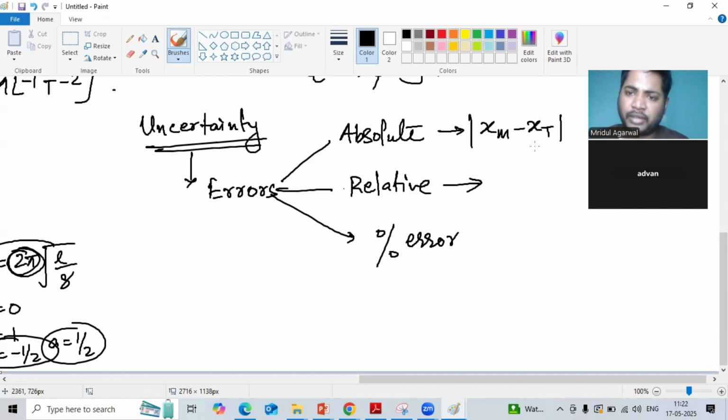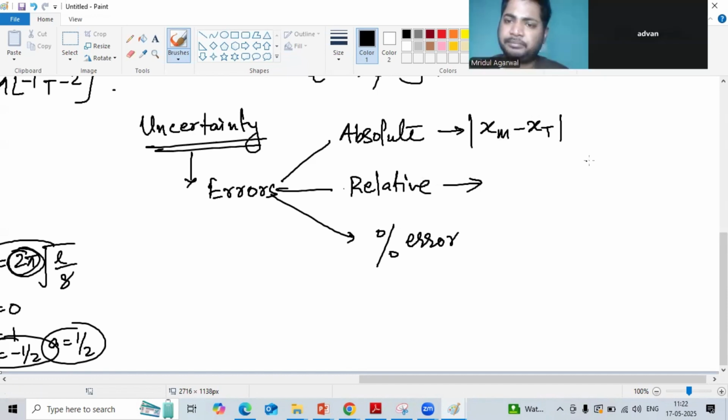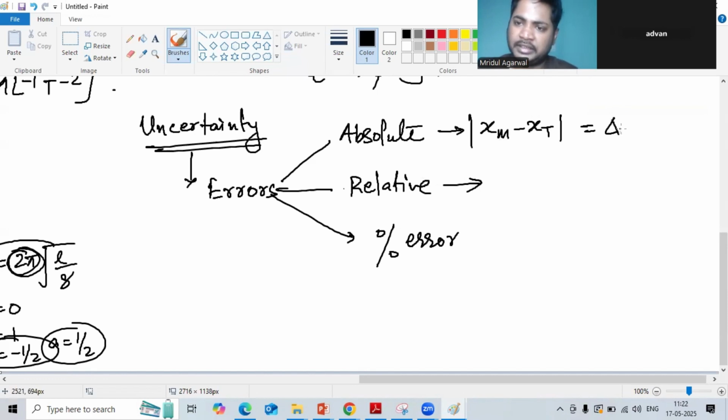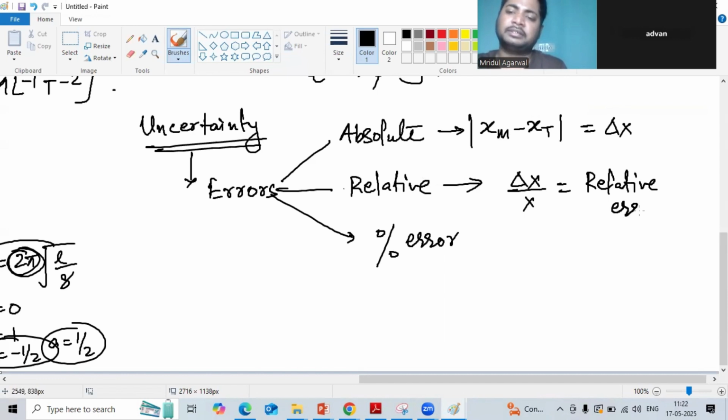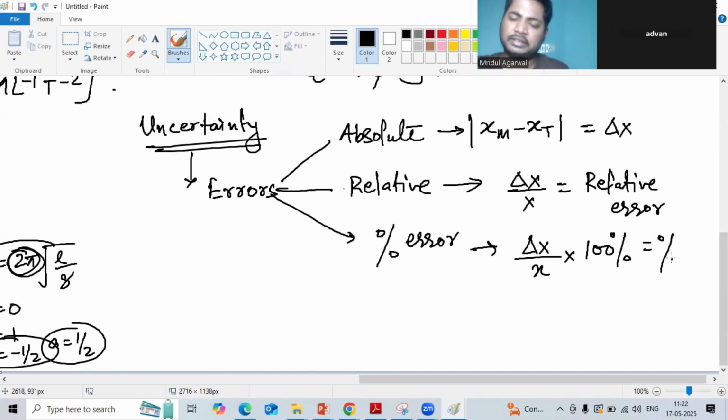Okay. If you talk about relative error, how do you define the relative error? You basically find out the change in the quantity, this is your delta x. Okay, you take delta x over x, that is your relative error. Sometimes it is also known as the fractional error. And the third thing is, if you want a percentage error, you take delta x over x into 100. Correct?